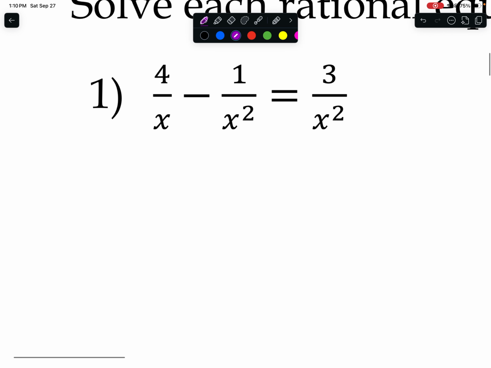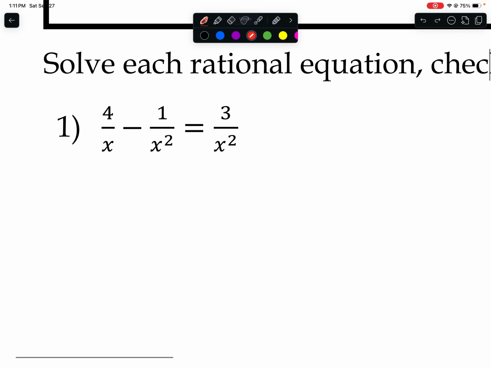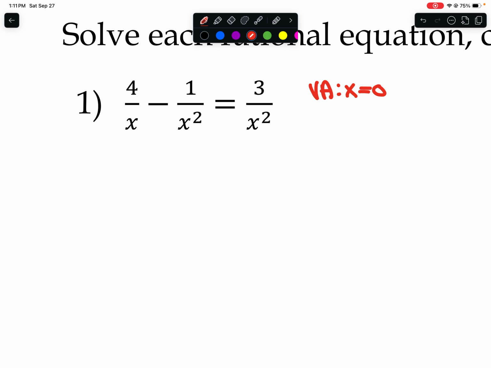Looking at the very first one, first I want to look for any vertical asymptotes, holes, or discontinuities when it comes to rationals. That's where you set the denominator values of each of these equal to 0. In this case, I'm going to have a vertical asymptote at 0. So I know that if I get an x value of 0 as my solution, that value technically can't work because it's not defined at 0.